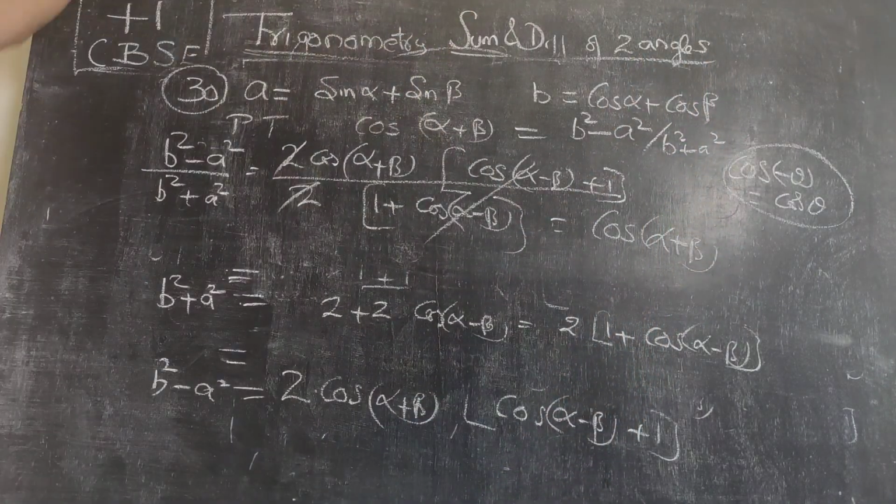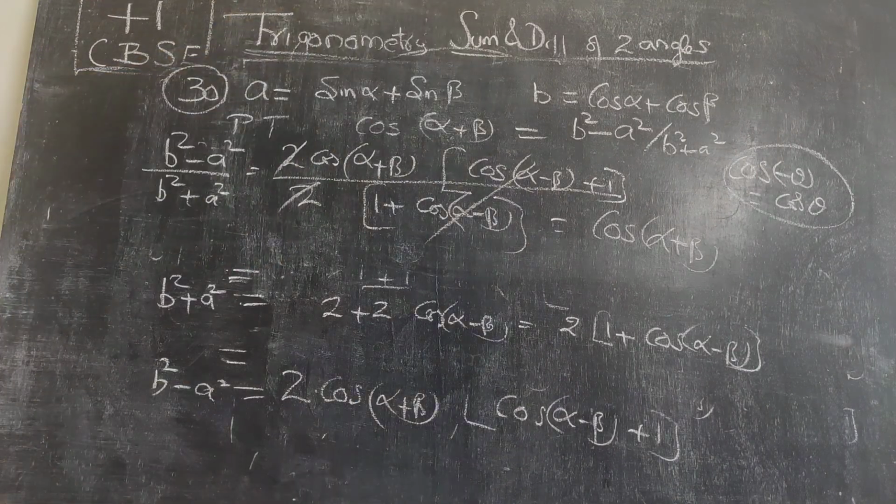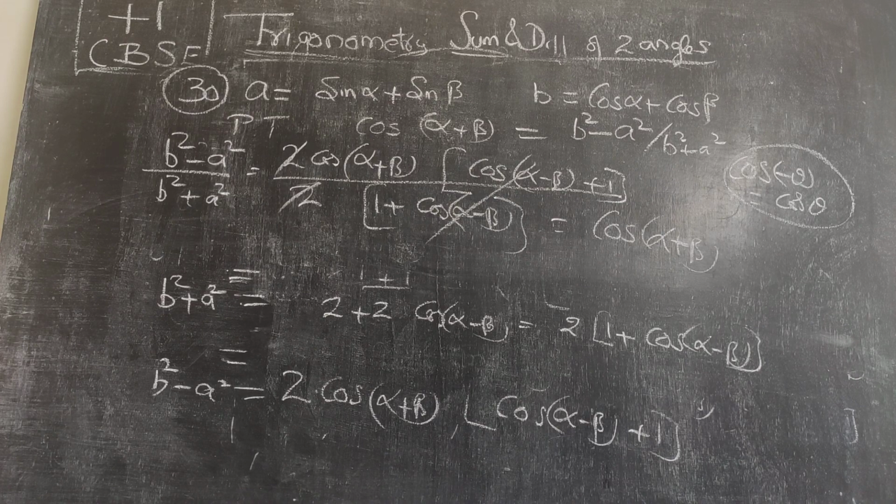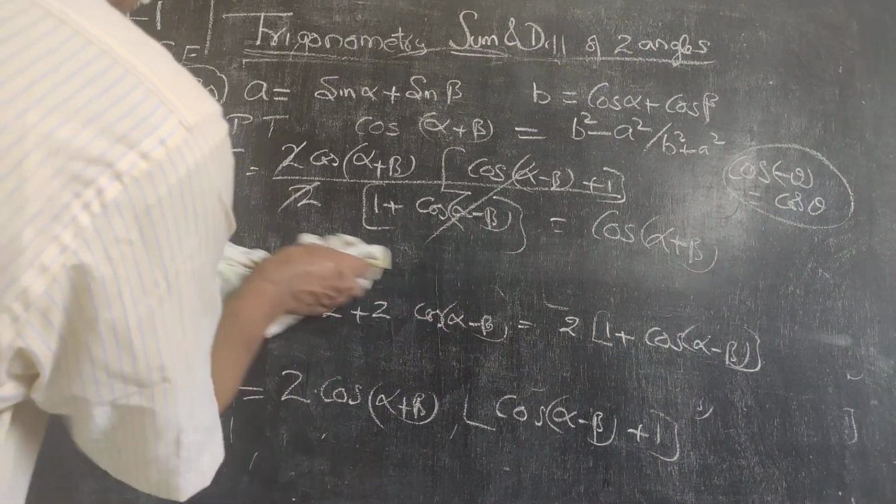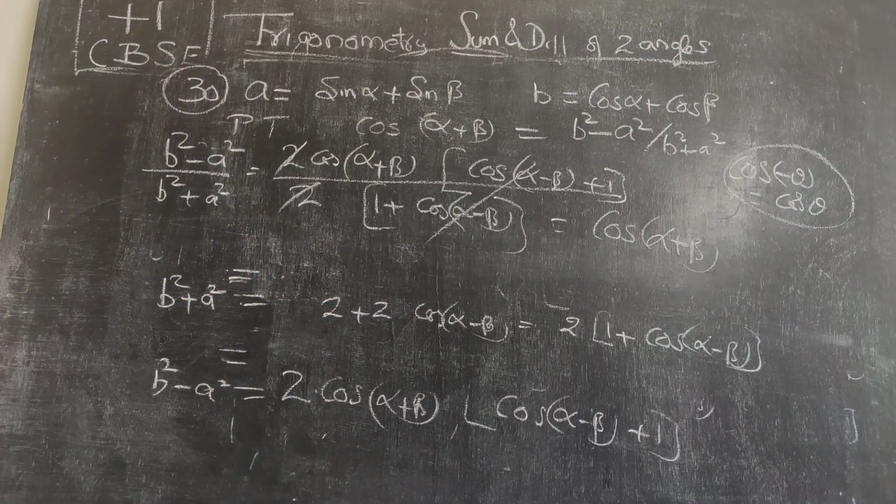So without much time, just take b square minus a square and b square plus a square to the other side and simplify that. Only thing, you don't use the formula cos square minus sin square theta. You use that cos square minus sin square as the cos(a+b) into cos(a-b) formula. If you use that, the problem becomes very simple.